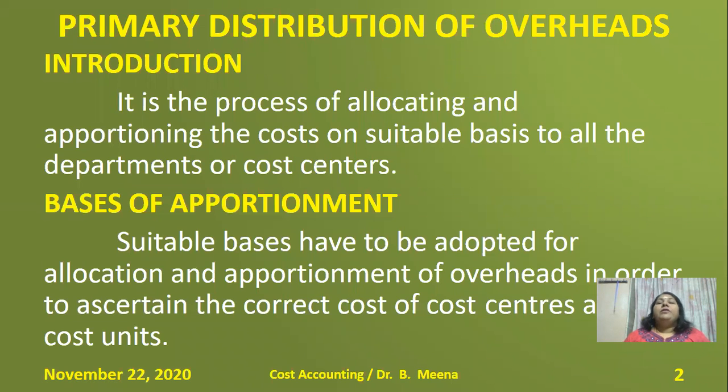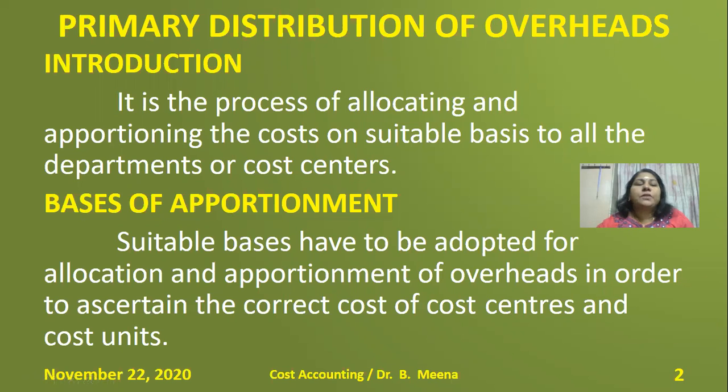In this video, you are going to learn how to prepare a primary distribution summary. What is primary distribution of overheads? It is the process of allocating and apportioning the cost on a suitable basis to all the departments or cost centers. What is the basis of apportionment? How can we apportion the expenses to production and service departments? A suitable basis has to be adopted for allocation and apportionment of overheads in order to ascertain the correct cost of cost centers and cost units.